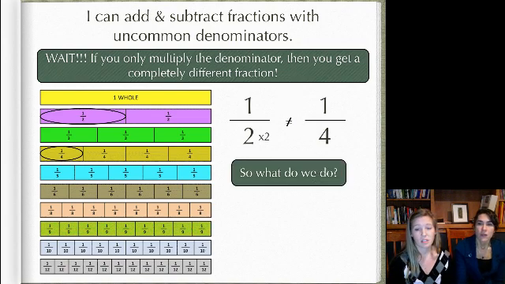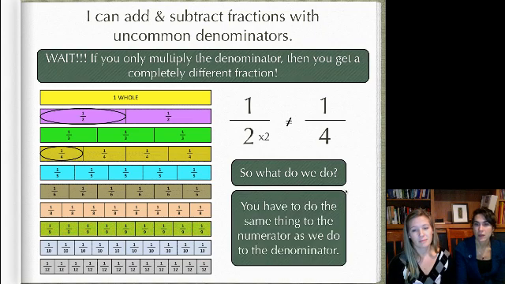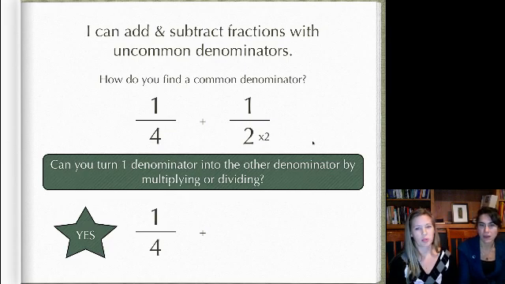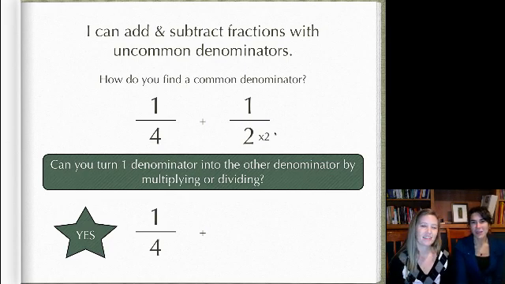So what do we do? You have to do the same thing to the numerator as we do to the denominator. So whatever we do here, we need to also do up here. So let's try this again. Back to where we were. So now we have 1/2. We multiplied the bottom by 2, so we had this common denominator. And now we're going to also multiply the numerator by 2 as well.